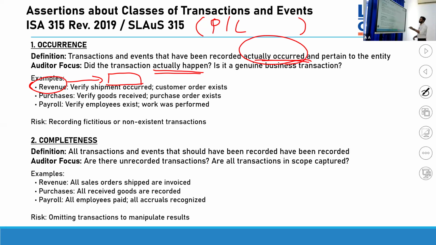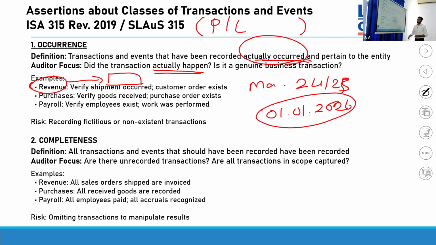Let's say management has recorded one of the invoices in 24-25, but actually the invoice is dated 1st January 2026. We are recording a revenue which did not occur in that period. That is occurrence.